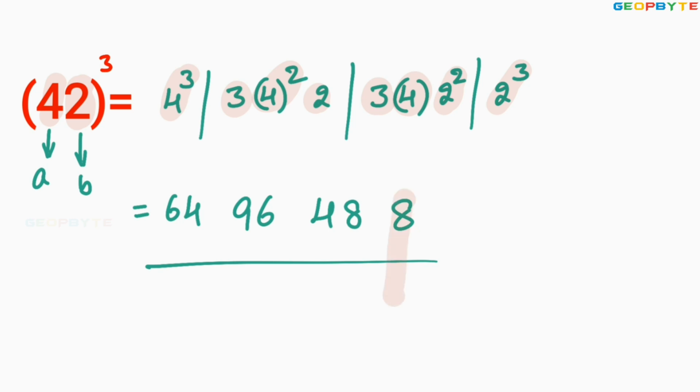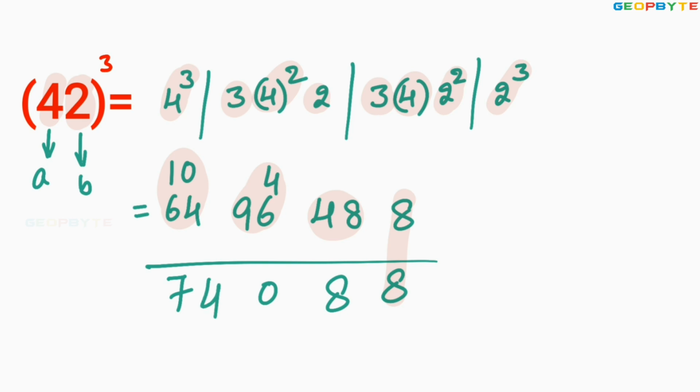Write this 8 here. From the 48 you write 8 here, 4 carry forward. 96 plus 4, 100, 0 here, 10 carry forward. 10 plus 64 is 74. So 74,088 is the value of 42 whole cube. I hope all of you clearly understood.